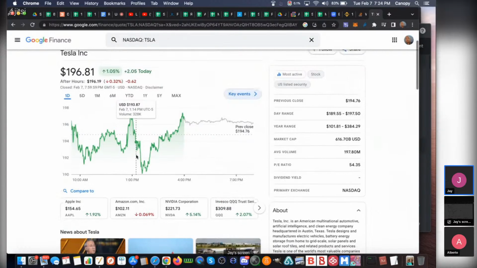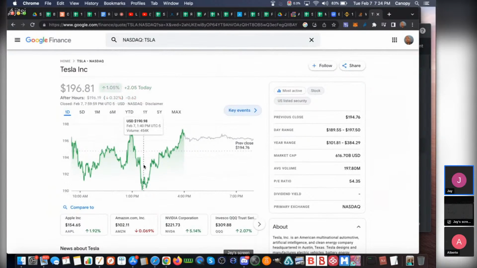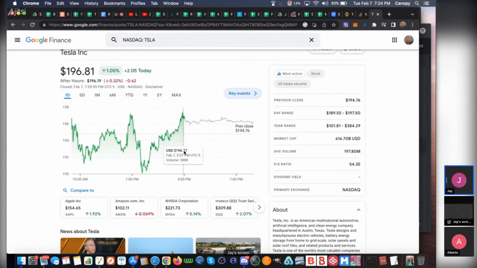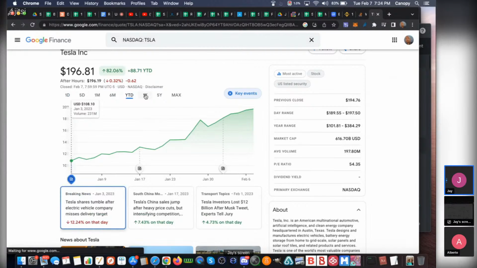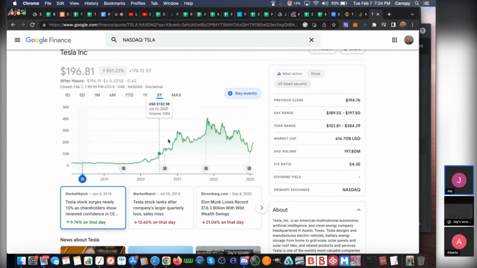Okay, so here is the chart for Tesla. It's actually not making me move anything. Wait, oh, I see. So this is years. So you want to go to the 1 year chart. Okay, so this is the 1 year chart for Tesla, and we can look at the 5 year as well, right?